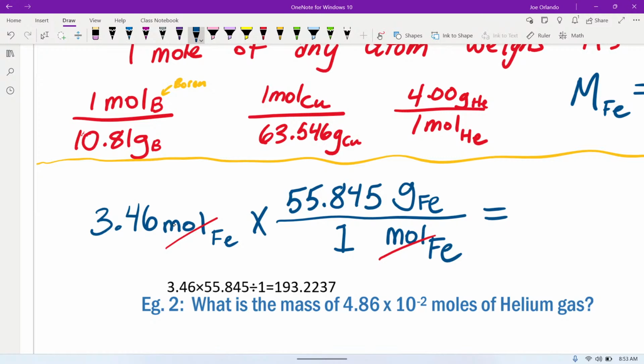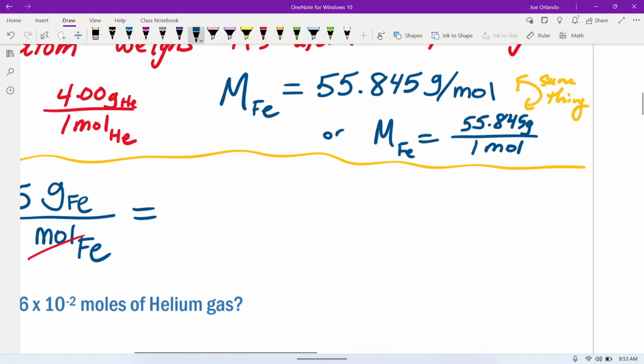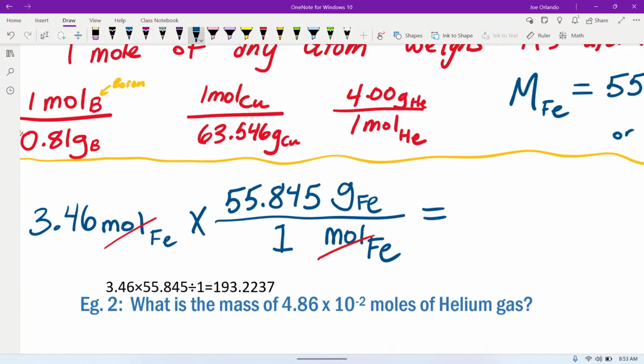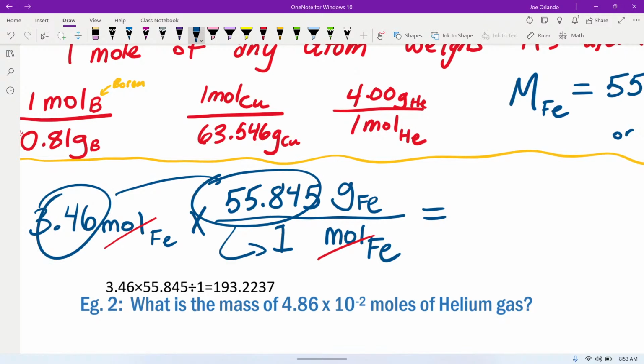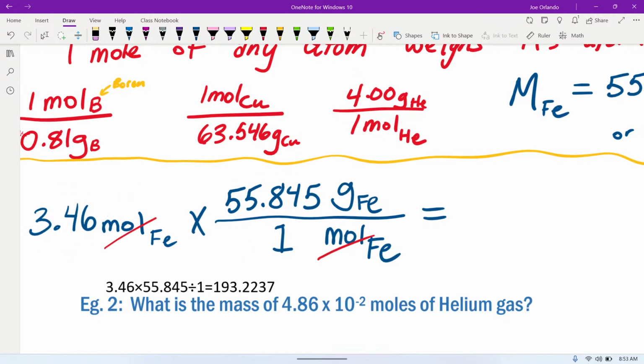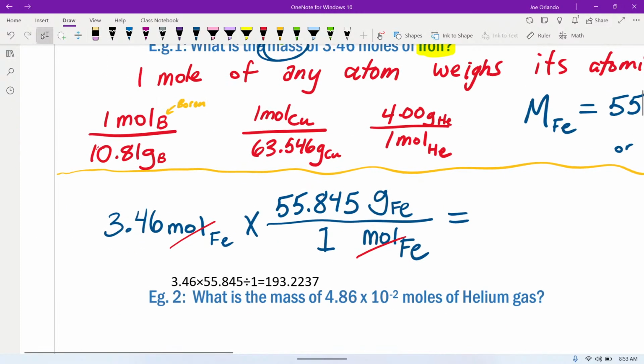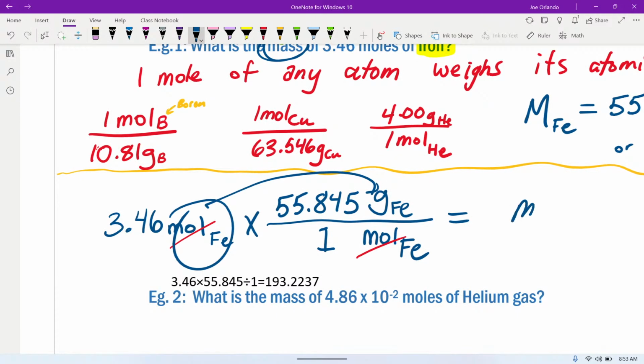Why is the mole crossing? Because they cancel. The whole reason we do this is that if you divide anything by itself, and remember, what a fraction means is take this, multiply it by whatever's on top, and then divide it by whatever's on the bottom. But we don't just do that with numbers. Yes, we're going to do 3.46 times 55.845 divided by 1. But what they don't teach you in math class, but they should, and I've been screaming at them for years that they should, is that you also multiply the units. Moles times grams is mole grams. That's a unit. But then we have to divide it again by moles, mole grams per mole.